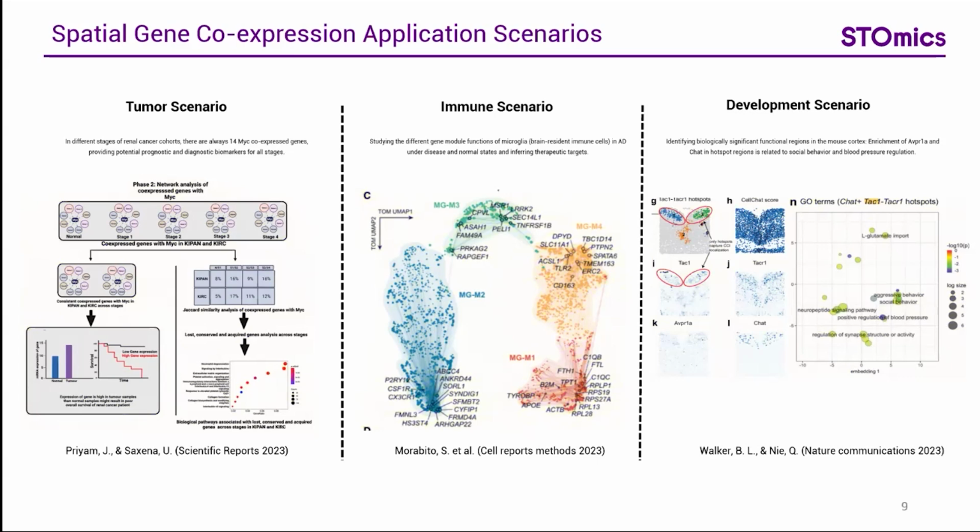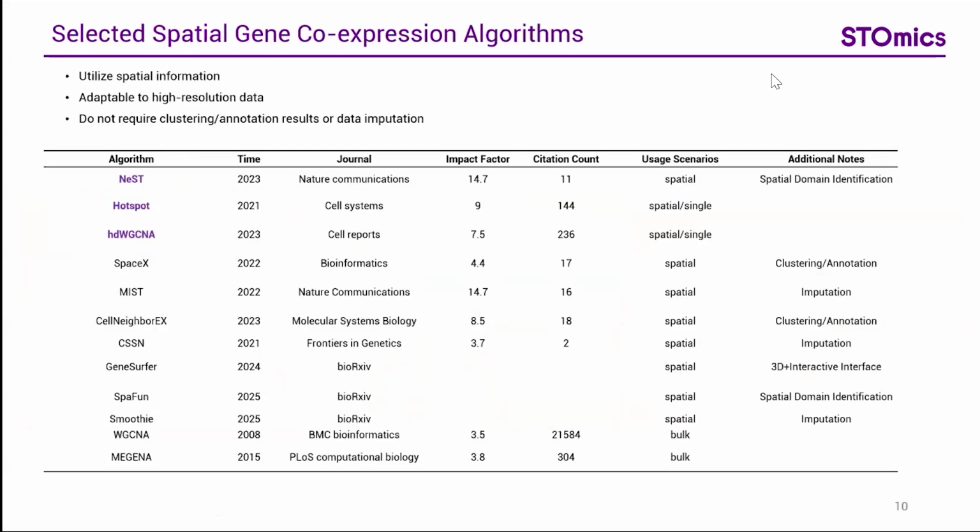Finally, in development research, especially when combining spatial information, researchers identified a biologically significant functional region in the mouse cortex, shown as the red circle in the picture. Further analysis revealed that some target genes covary in this functional region, and the subsequent functional analysis indicates that these genes are closely related to social behavior and blood pressure regulation.